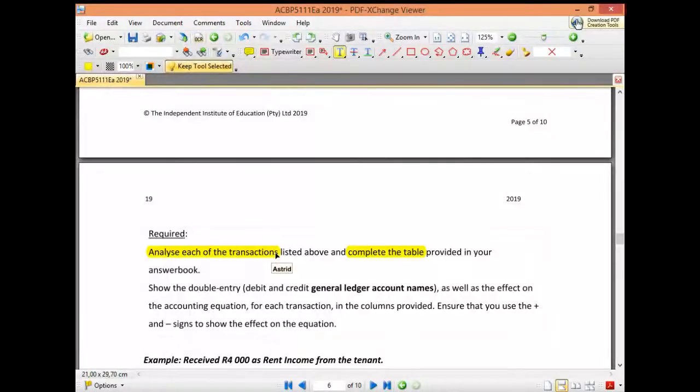Now, if you look at the answer book, if I remember correctly, it is your accounting equation. So show the double entry, the debit and credit, general ledger names, as well as the effect on the accounting equation. What they're testing is if you understand the account name, which account will be debited, and what account will be credited. Then we look at the accounting equation. So is it falling under your asset category, your owner's equity category, or your liabilities?